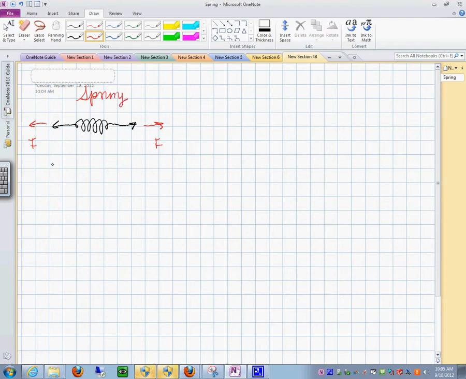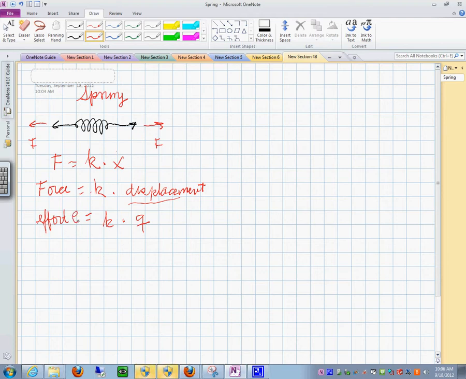Alright, in this spring, we say that F is equal to the constant of the spring times the displacement. So I'm just going to write it down. In here you say force is equal to K times displacement. And in bond graph notation we say effort is equal to K times, in this case, displacement, which is Q. The displacement is Q. So I should have written effort E is equal to K times Q. This law, we know in your physics class, is known as Hooke's law. See?